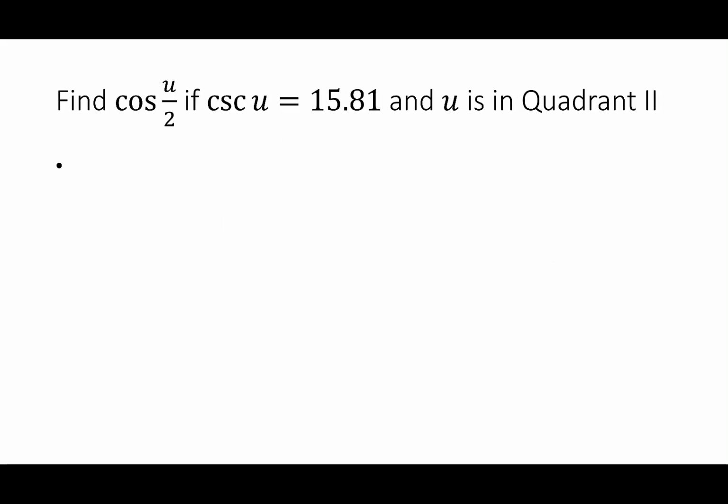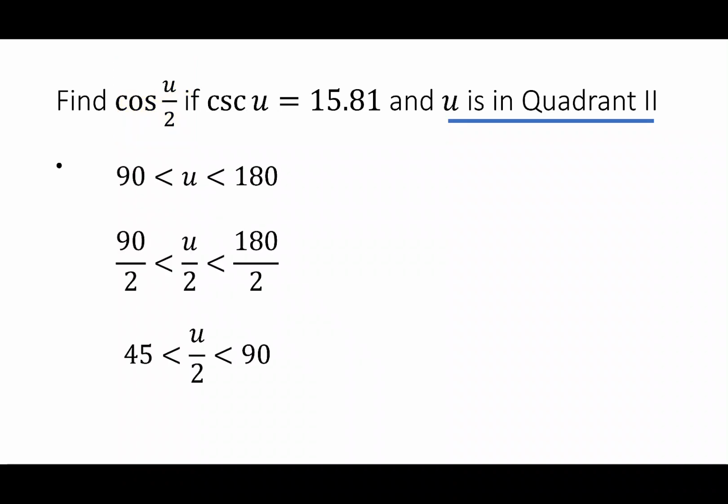My second question says find cosine of u over 2 if the cosecant of u is 15.81 and u is in quadrant 2. I'm going to start out by thinking about u being in quadrant 2. Since u is in quadrant 2, I know the value of u is between 90 and 180. I am looking for the value of u over 2, so I'm going to divide 90 and 180 by 2. That tells me that u over 2 is between 45 and 90, which places u over 2 in the first quadrant.